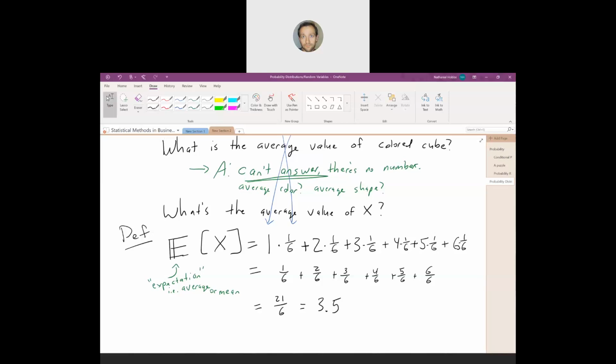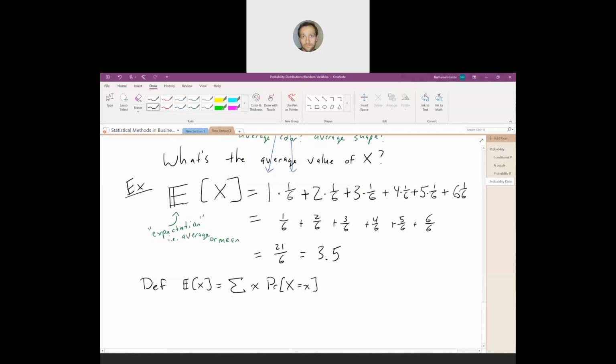Yeah, very good. So this is how you calculate an expectation. This is actually an example. The definition of E of X is the sum of x times the probability that X equals x, for x in X. That's the definition.